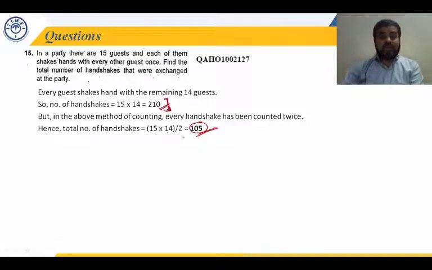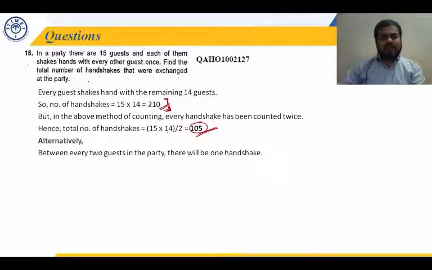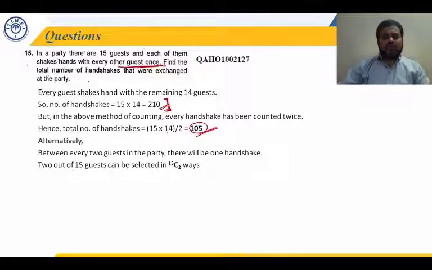Now there is another way of looking at it. We can simply use the application of selection here. Alternatively, we can say that between every 2 guests in the party, there will be one handshake, right? You select any 2 guests in the party, between them there will be exactly one handshake because the guests are shaking hands only once. Fine. So what we need to do is just select 2 guests out of 15 guests. In how many ways can we do that? Selecting 2 guests out of 15 guests, 15C2, as simple as that.